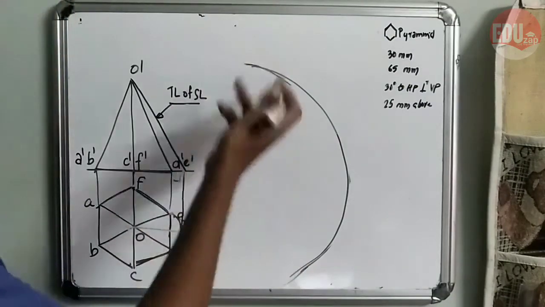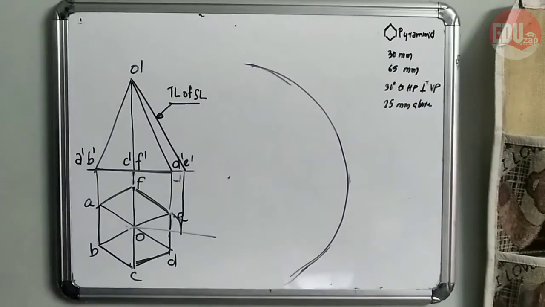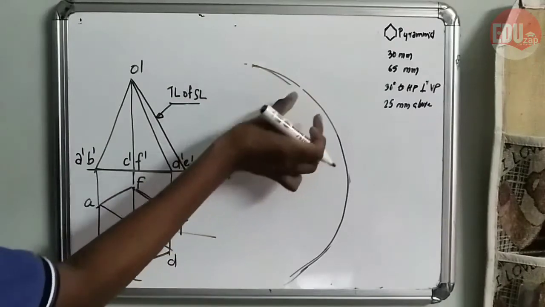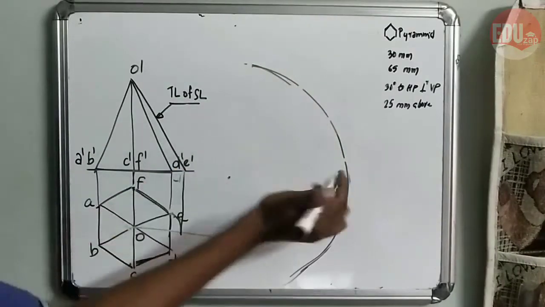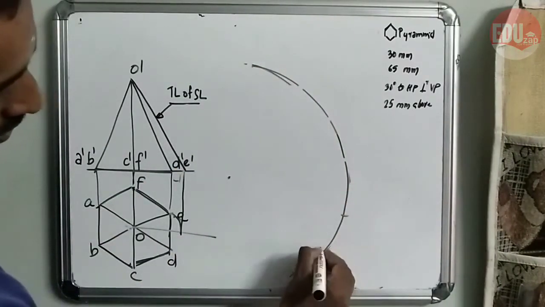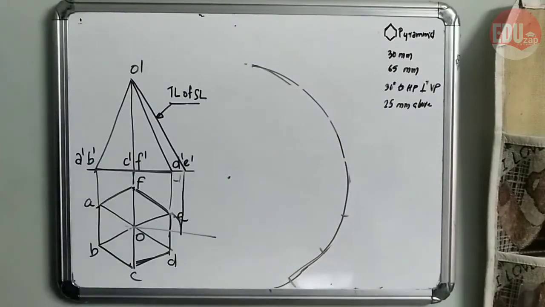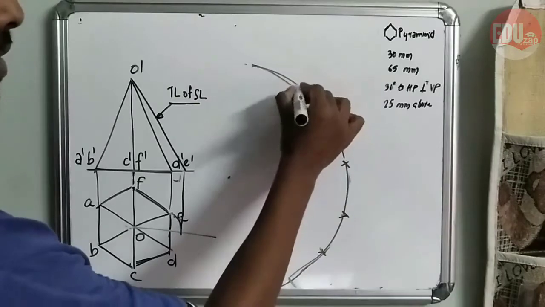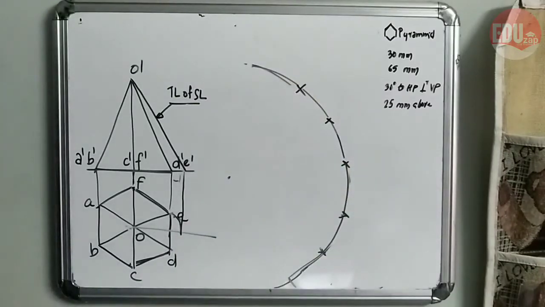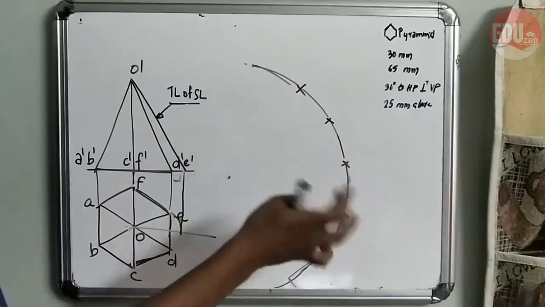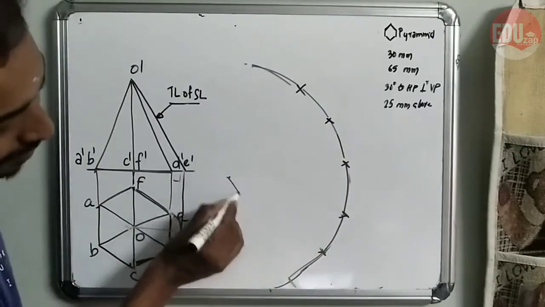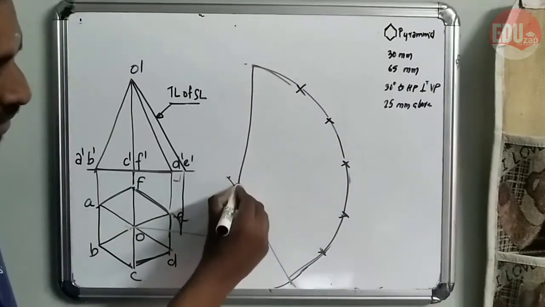You can start from any point. Then you just take this distance in the compass, that is the base edge length, and mark 1, 2, 3, 4, 5, 6. You have to give 6 cuts, 6 arcs. Then join.